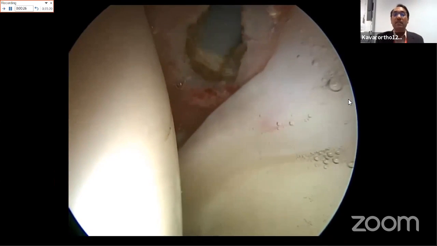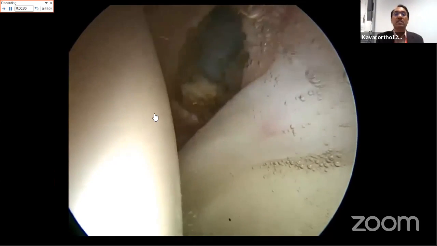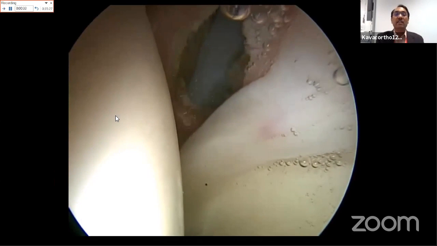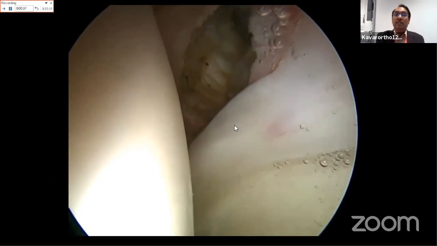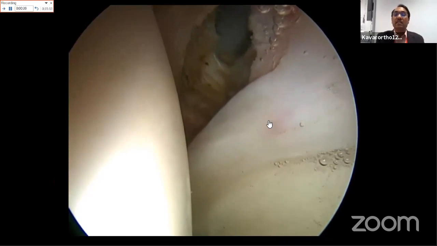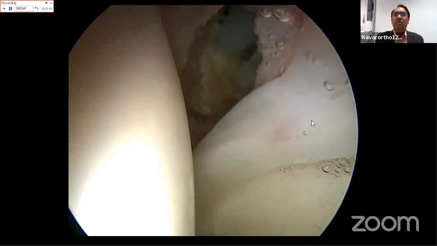The labrum is here. This is the hyaline cartilage of the acetabulum. This is the femoral head. The hyaline cartilage of the femoral head is well preserved. The labrum looks fine. There is some erythema there because of the ongoing impingement process. And you can see the labrum is a bit more freely mobile. Normally, it is a lot more firm.